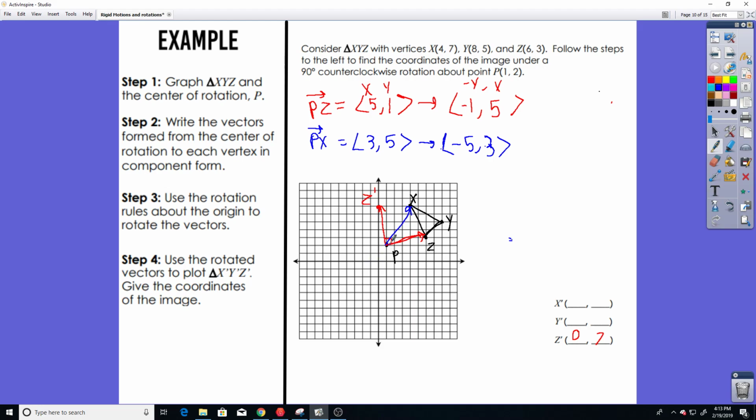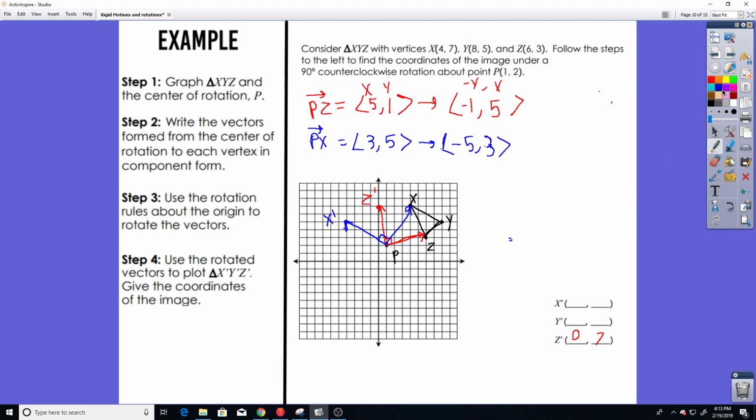So we go to point P. Now, since it's negative 5, I'm going to the left 5, and up 3. And this point right here is going to be X prime. Again, if we draw the vector, you can sort of see that there's a right angle going on there.